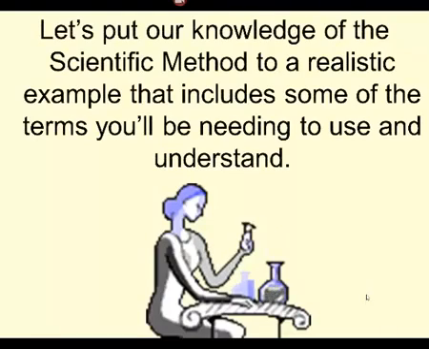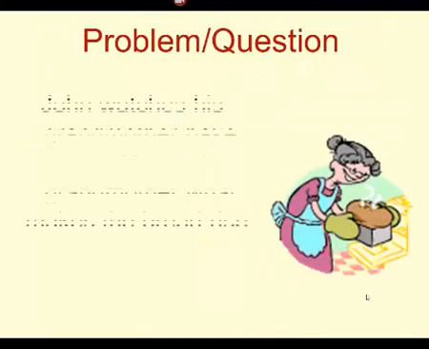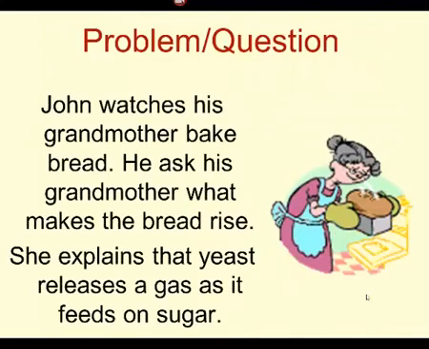Alright, so let's look at a realistic example that includes some of the terms that you'll need to know when you're actually going about performing an experiment. So here's an example. Formulating a problem or a question. So John watches his grandmother bake bread. He asks his grandmother what makes the bread rise. And she explains that yeast releases gas, and that gas is trapped inside of the bread.